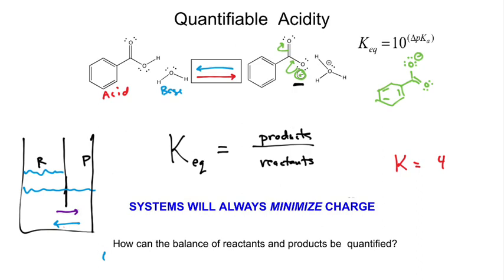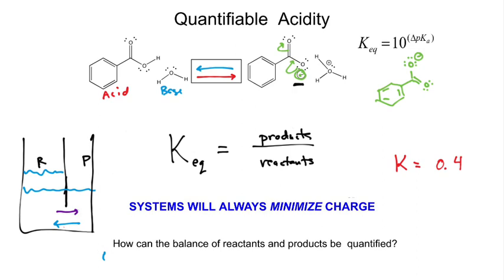Nothing, if you don't have the amounts. Well, I haven't specified how many products. I haven't specified how many reactants. K is just the ratio of products to reactants. If I have a value of 4, what does that mean about the ratio of products to reactants? There's more products than there are reactants. That's what it means. And if I had a K value of 0.4, what does that mean? I have more reactants than I have products.